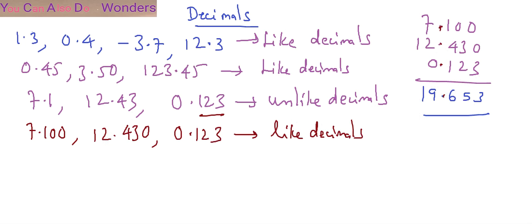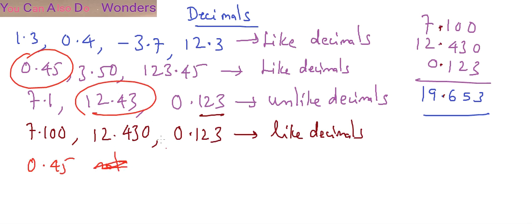How to read decimals? We should not read only one digit at a time after the decimal point. For example, this one, 0.45, should be read as zero point forty-five, not zero point four five. Similarly, this one should be read as 12.43. And this number is 0.123.